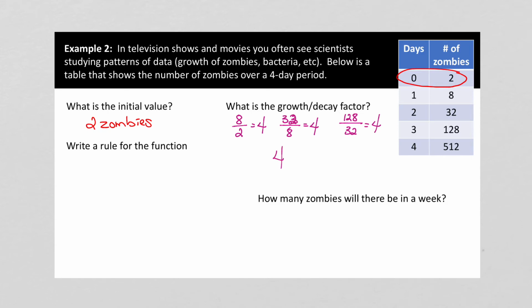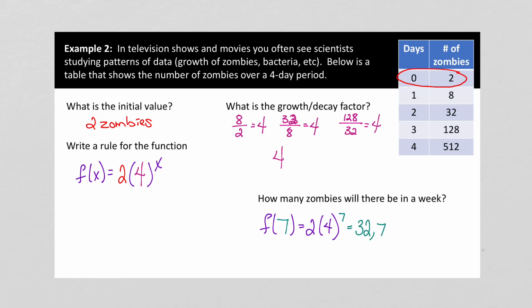So the growth factor is 4. Now we can write a rule for this function where the initial value is 2 and the growth factor is 4 to the x. How many zombies will there be in a week? A week is 7 days. We're talking in days here, so we need to plug in 7. When you do this, don't multiply 2 times 4, because by order of operations, we have to do 4 to the 7th power and then multiply by 2. Oh my goodness, there's going to be 32,768 zombies after a week. That is not good.